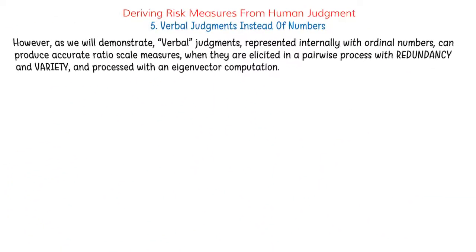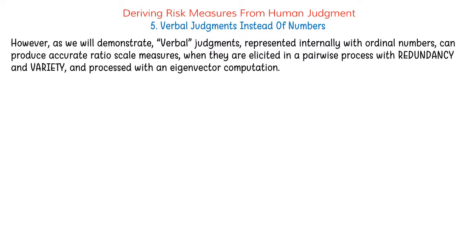However, as we will demonstrate, verbal judgments represented internally with ordinal numbers can produce accurate ratio scale measures when they are elicited in a pairwise process with redundancy and variety, and processed with an eigenvector computation.